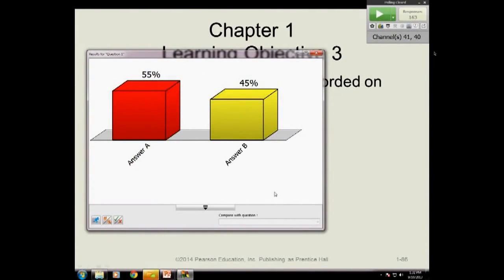Okay. All right, so this one, let's get to the answer. A, 55% of you believe you must own an asset to have it on the balance sheet. 45% think that you don't have to own it.